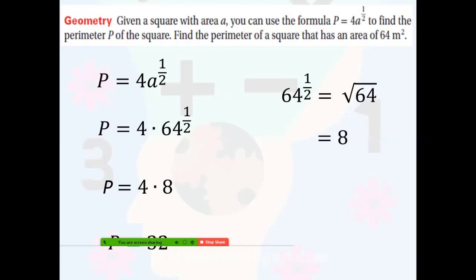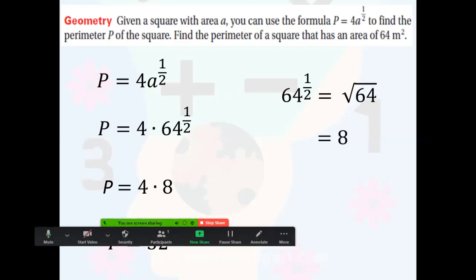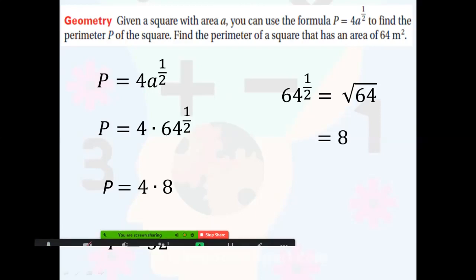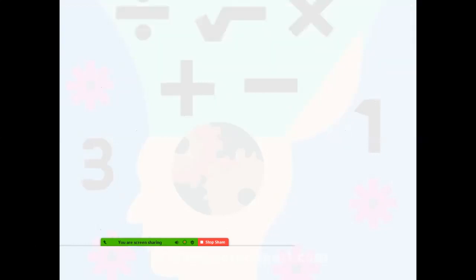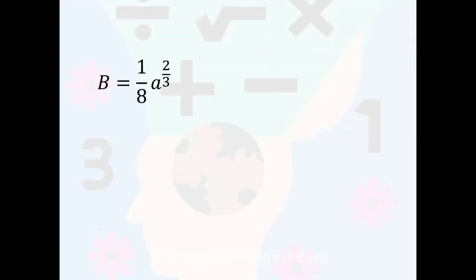So the perimeter is going to be 32 meters. This is how you solve it. Easy, isn't it? Once you know the tricks to solve, any kind of question is very easy to solve. Let's see one more problem solving.